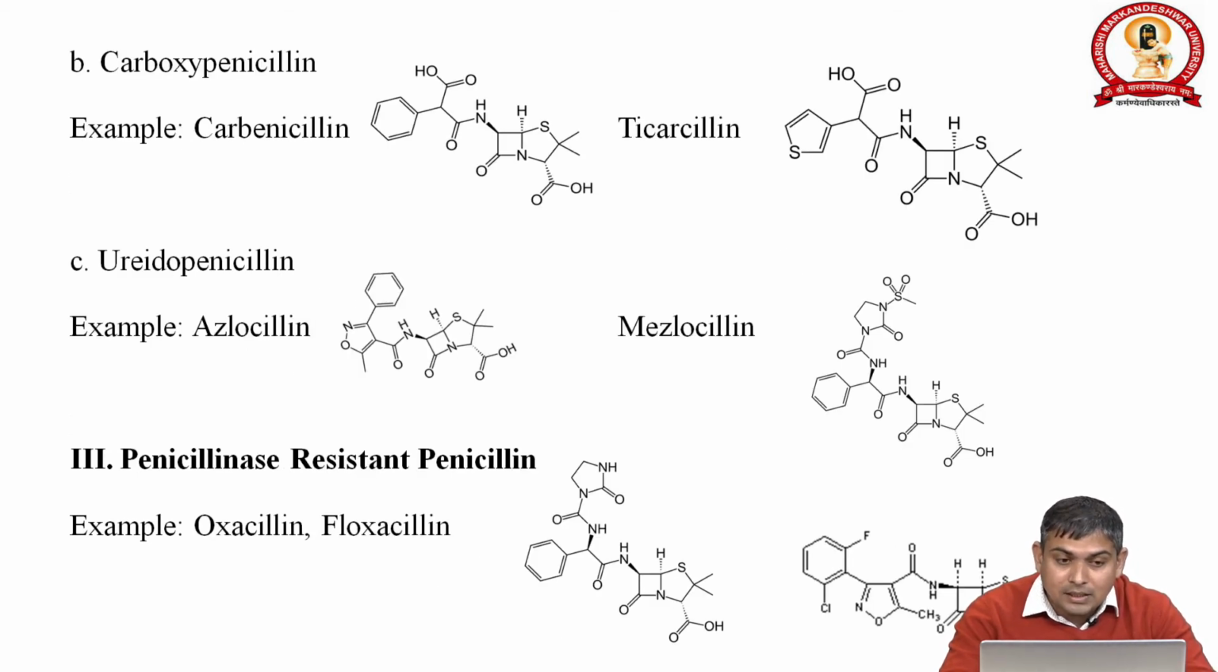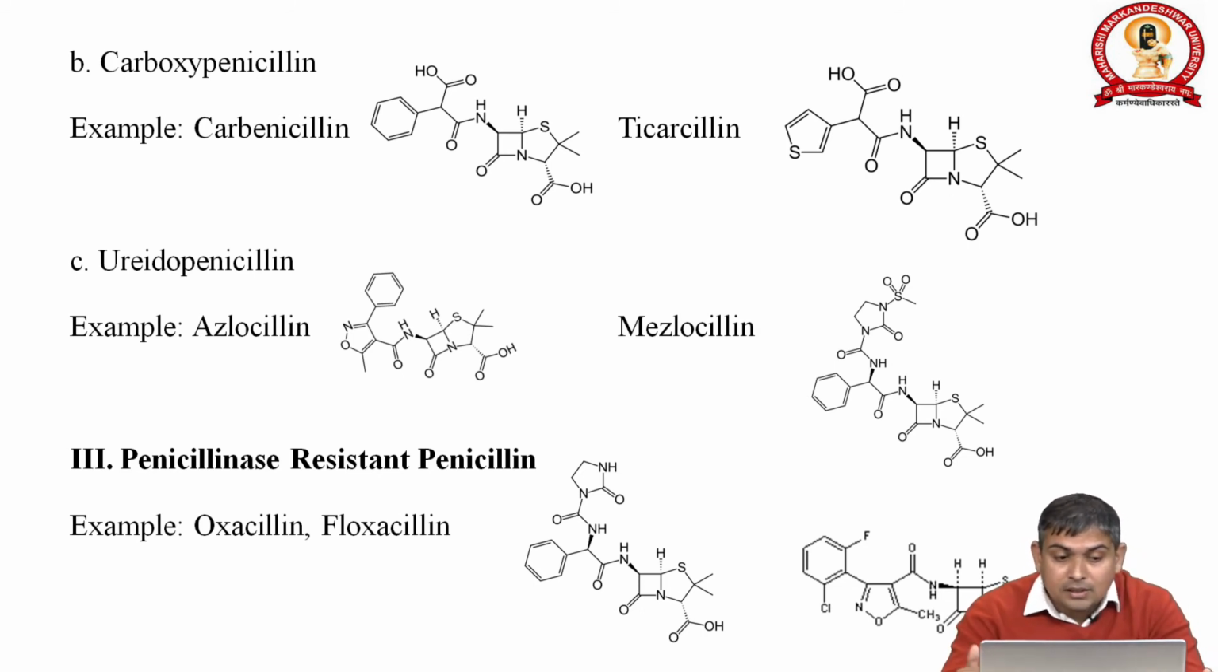Next we come to the second subclass, carboxypenicillin, which is characterized by the presence of a carboxyl substitution. Examples are carbenicillin and ticarcillin. In ticarcillin there is a substituted thiophene ring in place of the phenyl substitution. The third one is ureidopenicillin, and the examples are azlocillin and mezlocillin. All these classes are supposed to have an extended spectrum of activity as compared to their natural congener, penicillin G, and its gastric acid stabilized form, penicillin V.